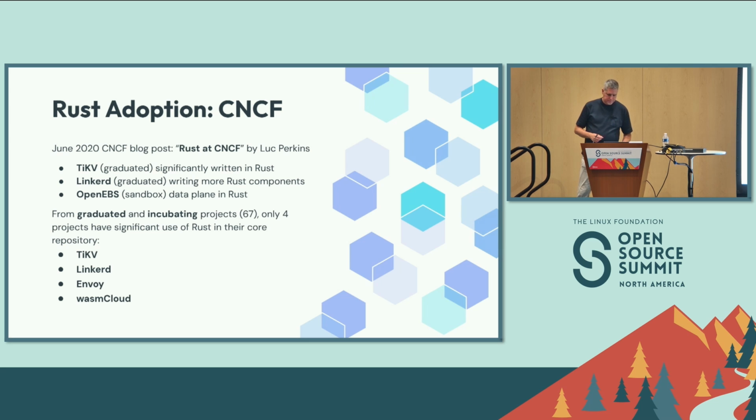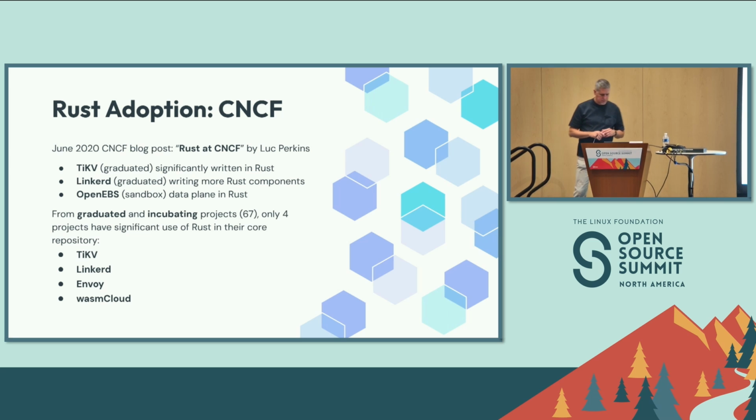data plane in Rust. Now, I did run a script just because I was curious, out of the graduated and incubating projects within the CNCF, so that's 67 total projects. I wanted to grab their main GitHub repo. A lot of projects have many, many repos. Maybe there's one for some utilities. Maybe there's one for a client for this language. So I was just curious, how many predominant core repositories are using Rust?